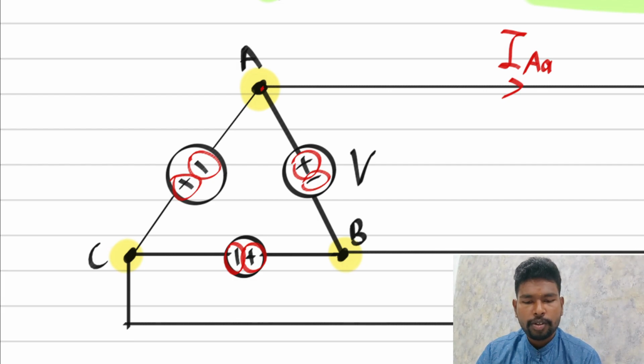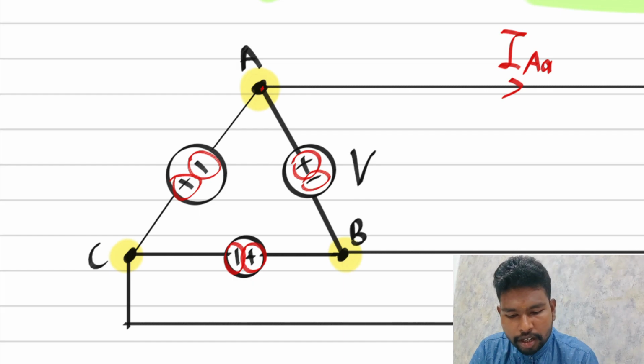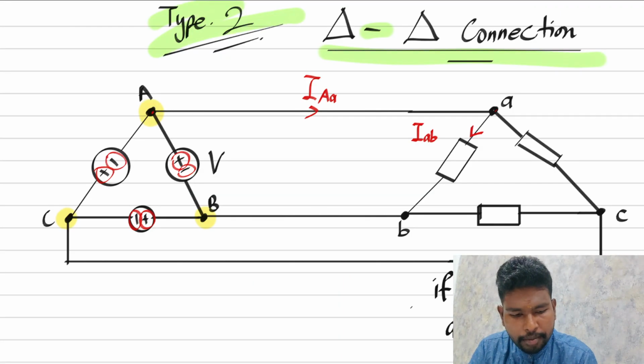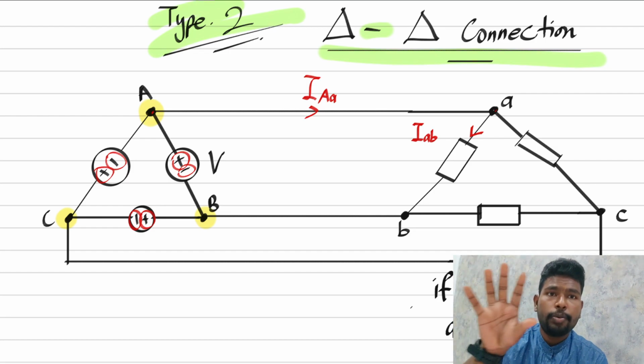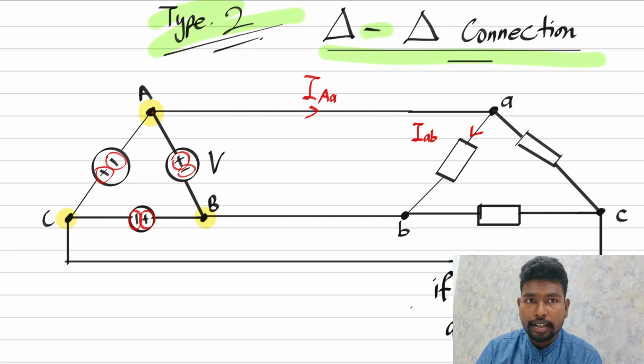For delta connected, we have to remember it is always connected point A of the generator to point A of the load, point B of the generator to point B of the load, and point C of the generator to point C of the load. That's the concept actually. If it is mentioned that the load is balanced, all the loads on the load side have the same value.